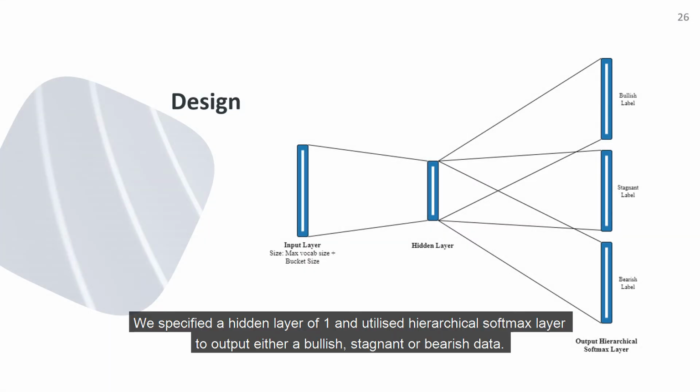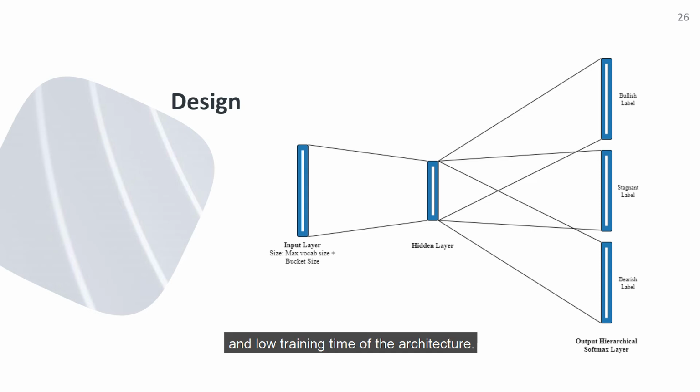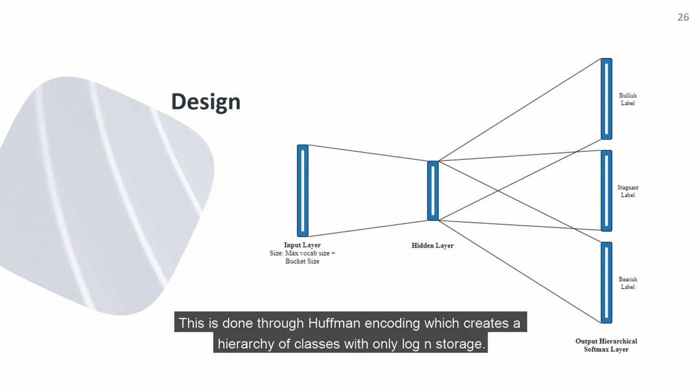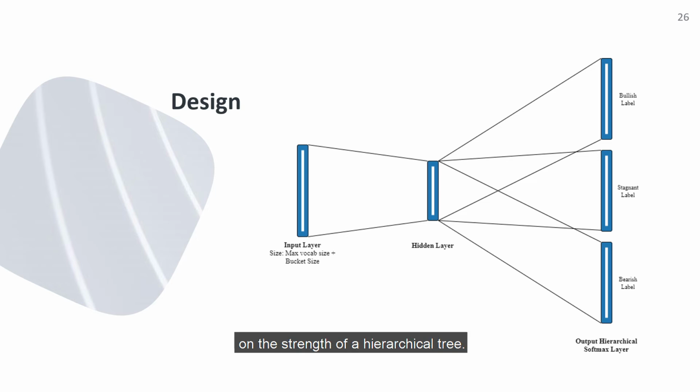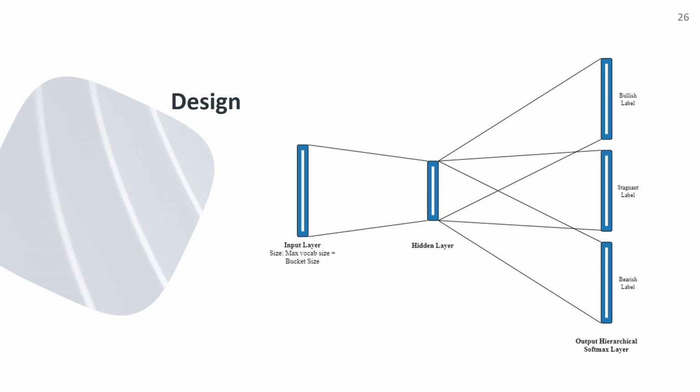We specify a hidden layer of 1 and utilize hierarchical softmax layer to output either a bullish, stagnant, or bearish data. The hierarchical softmax layer can be performed in O(log n) time, which contributes to the scalability and low training time of the architecture. This is done through Huffman encoding, which creates a hierarchy of classes with only log n storage. The imbalance of output classes in practical situation of swing trading further leverages on the strength of a hierarchical tree. The pre-processed news article data is then tokenized and fed into the model.